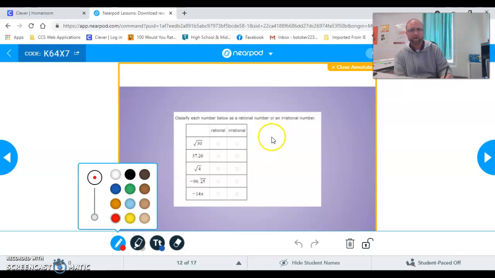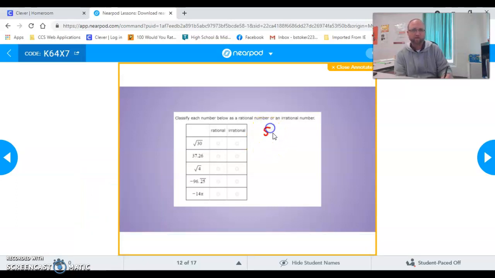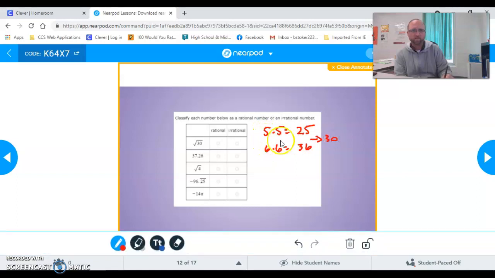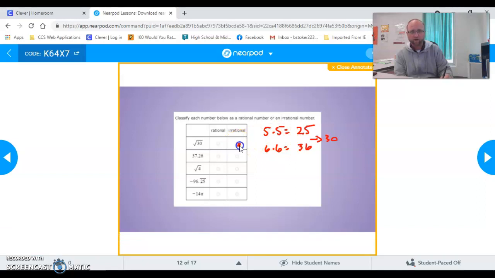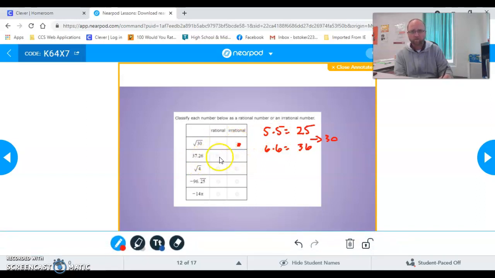All right, is it rational or irrational? Well, think about it this way. 5 times 5 equals 25. 6 times 6 equals 36. 30 falls between there. There is no number that I can multiply by itself to get 30. That is not an integer at this point. And remember, to be rational, you have to be a ratio of 2 integers. There's no integer I can do. Irrational number, you're done. 37.26, that's rational, it's a terminating decimal.